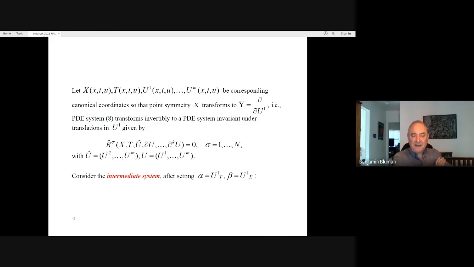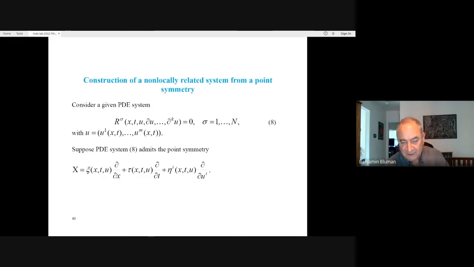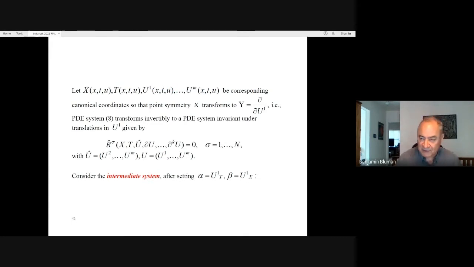Now let x capital X, t, u1 up to um be corresponding canonical coordinates, so that the point symmetry X transforms to translation in U1. For every point symmetry, we can find the canonical coordinate. So I'm looking at the canonical coordinate that is translated. That is, PDE system 8 transforms invertibly to a PDE system invariant under translations in U1, and R transforms to R hat sigma, the n PDEs with now, we're going to call U hat the components U2 up to UM, and U is U1 up to UM. And this system is invariant under translations in U1.